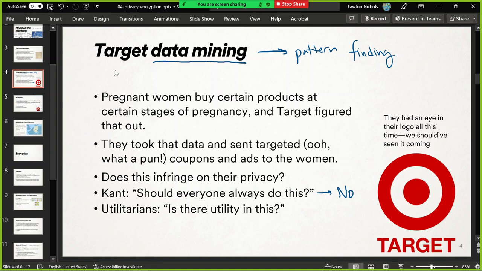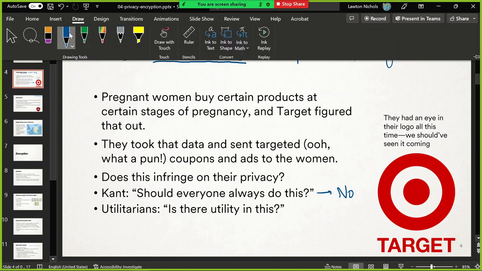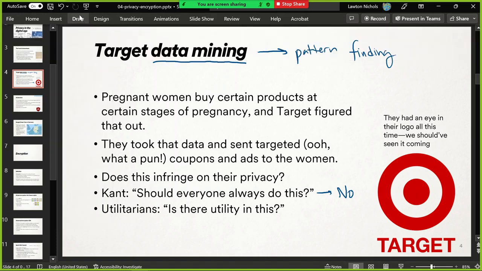They would weigh the options, should we be mining the data of all of our purchasers? Is there utility in this? Would be their question that they would ask, right? So, well, you have to weigh it. Maybe because these women were going to buy those products anyway, right? It was very likely that they would. That's the whole reason they found this in data mining and started giving out those ads to kind of make sure that they went to Target to buy those items rather than Walmart or somewhere else.